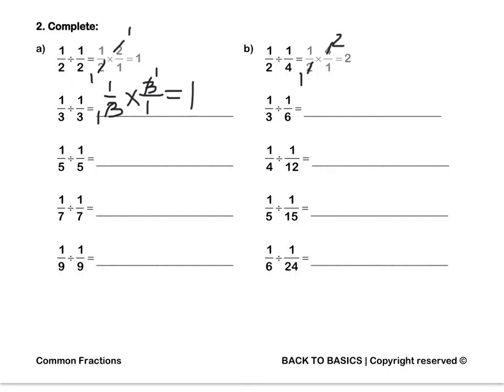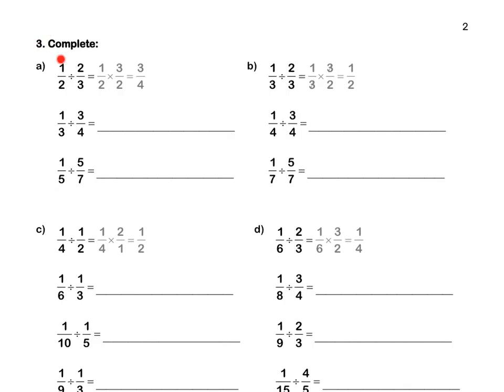A quarter divided by 1/12 is the same as a quarter times 12/1. Simplify in our question. 4 divided by 4 is 1, 12 divided by 4 is 3, and our final answer is 3/1 or 3. Press pause to complete question B. Question 3. A half divided by 2/3 is the same as a half times by 3/2. 2/3's inverse is 3/2. Then we can't simplify, so we multiply out, and our answer is 3/4.